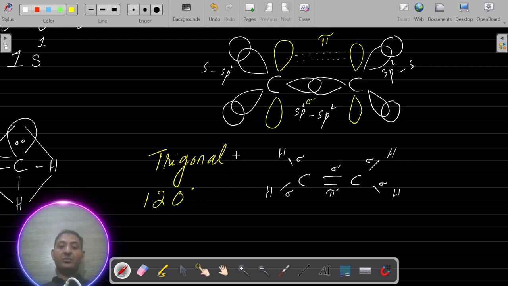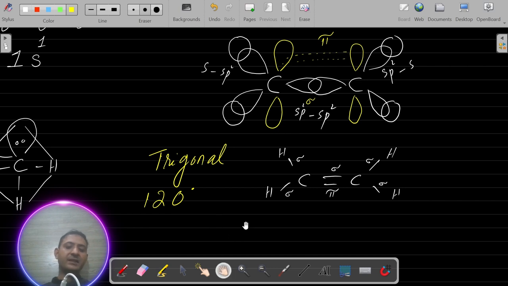Whenever you discuss the geometry, we will never consider this unhybrid p orbital. It is pz, it is also a pz. It is not part of the geometry. We will not involve this in the bond angle. We will just talk about the hybrids. It is making a trigonal shape, and from here to here it is also making a trigonal shape.